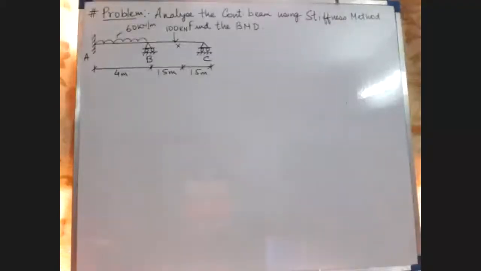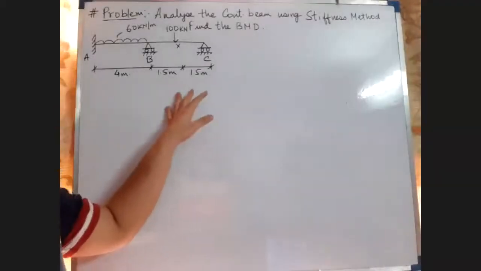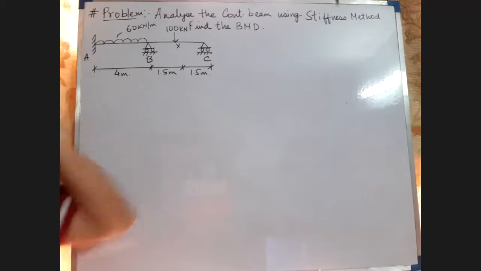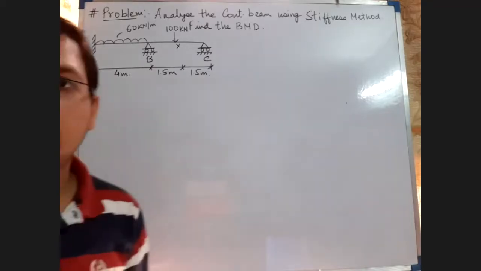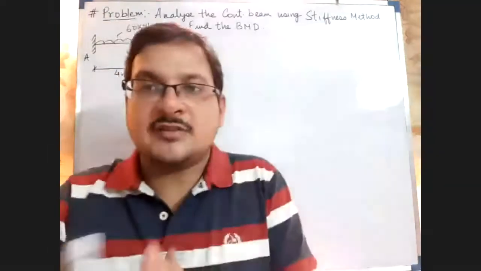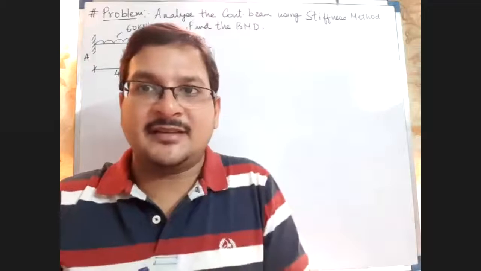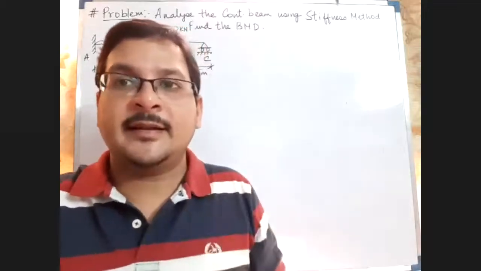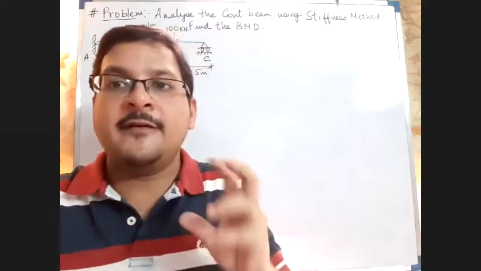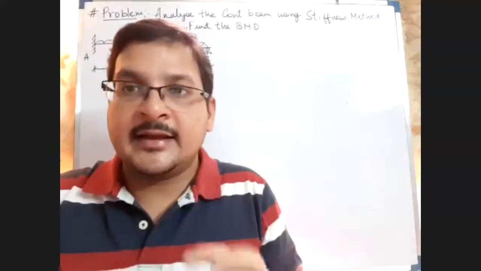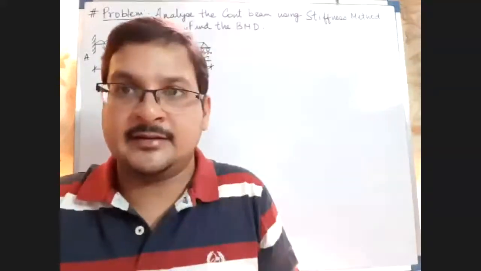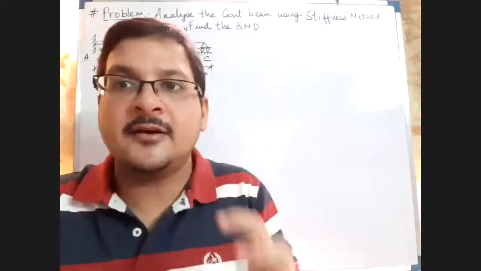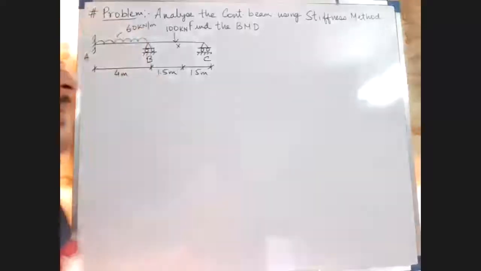I'm starting. So this is the problem. We have A, B, C. Now, just like so, the contrast between flexibility method and stiffness method is that in flexibility method, in step 1, we found out the DS, degree of static indeterminacy. Here we will find out degree of kinematic indeterminacy.